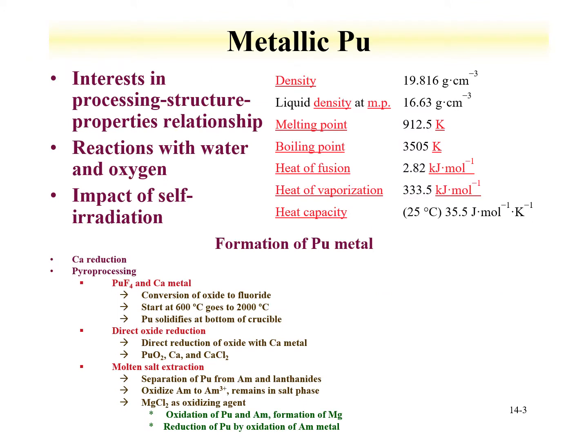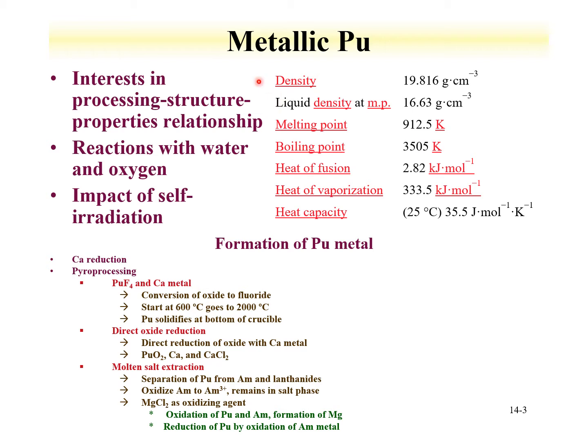Metallic plutonium has many interesting properties, all derived from its f-element chemistry. The density varies, but can be close to 20 grams per milliliter, and it has a relatively low melting point around 600 C.